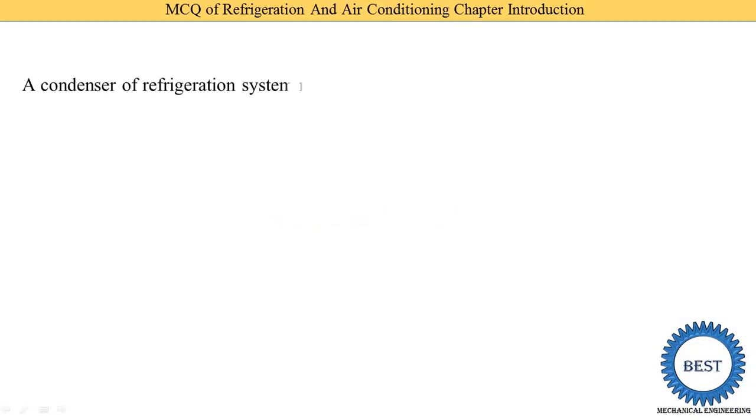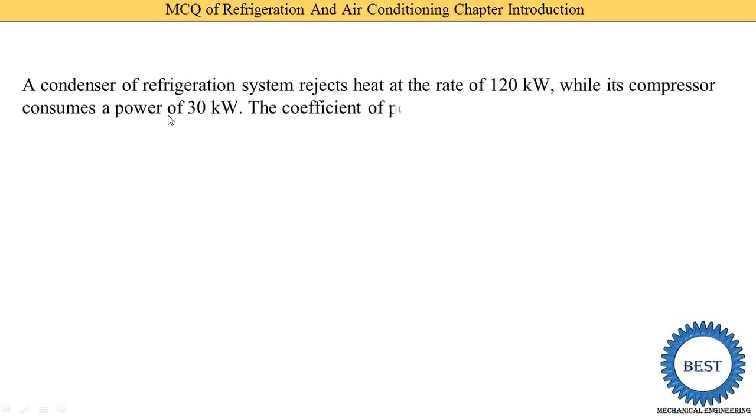Next MCQ, a numerical. The condenser of a refrigeration system rejects heat to the atmosphere at a rate of 120 kilowatt, while its compressor consumes a power of 30 kilowatt, meaning the work done supplied to the compressor is 30 kilowatt. Now find the coefficient of performance of the heat pump.